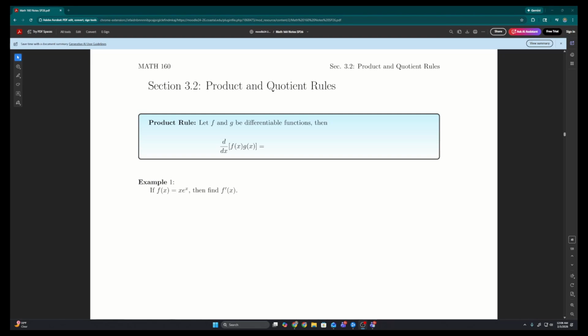So essentially, each of these in the note packet, there's one page front and back for both. So I like to separate them because product rule, I like to do enough examples so you kind of get a feel for it, and then same thing for quotient rule, which I give you enough examples to get a feel for that one.